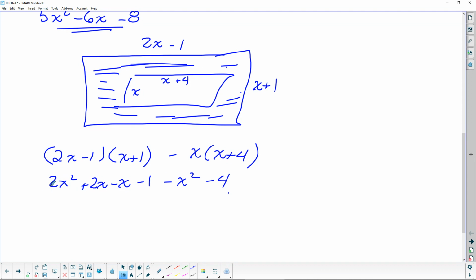Okay, so we've got 2x squared minus x squared, which is x squared. Oh, this is minus 4x, sorry, because it's an x there. So minus 4x minus x and plus x. So this would be a plus x, minus 4x is minus 3x. And then the numbers, we just have a negative 1. Okay, so that's basically how it works.